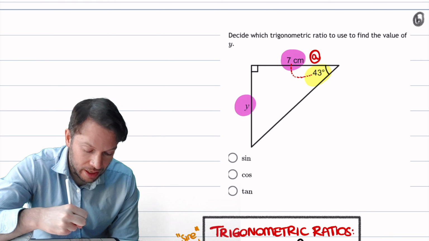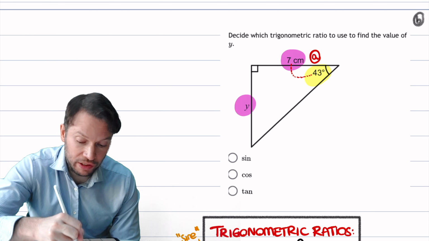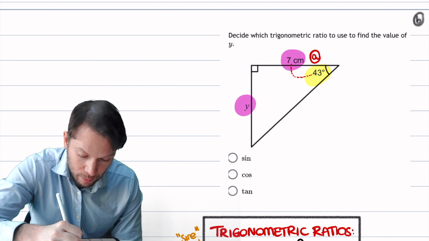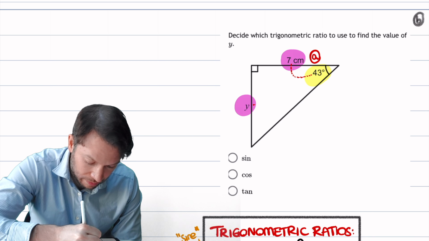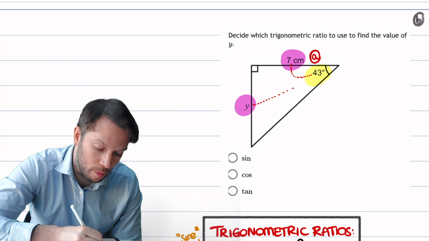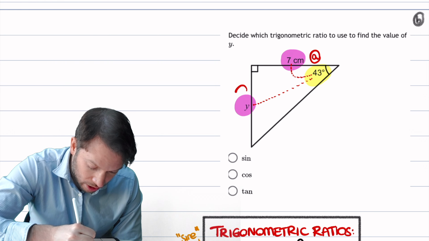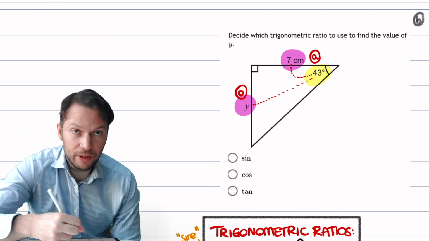I'm going to put an A in a circle, and the reason I'm putting it in a circle is just to avoid confusing it with this side length here. Then we can see that this side here seems to be opposite the angle of interest. So remember, that's called the opposite side, and I'm going to put an O in a circle again.